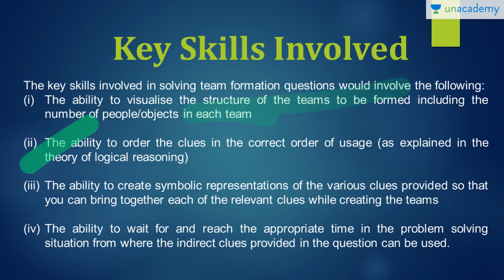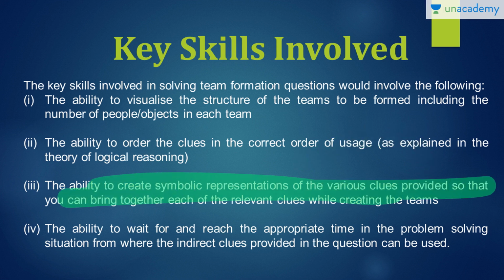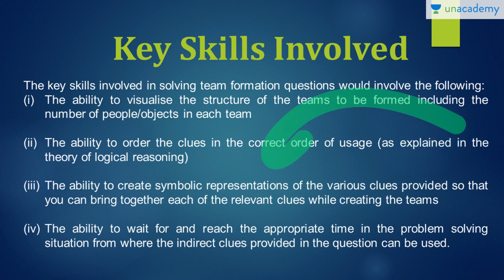Number 2, the ability to use the clues in proper order of use, which means the clues are given in a mixed form. We have both direct and indirect clues, and we should know how we can use them. The direct clues can be put into the table immediately, and the indirect clues may be skipped, or you can create a symbolic representation of those indirect clues and keep them aside so that they can be later filled in the table to get the complete solution.